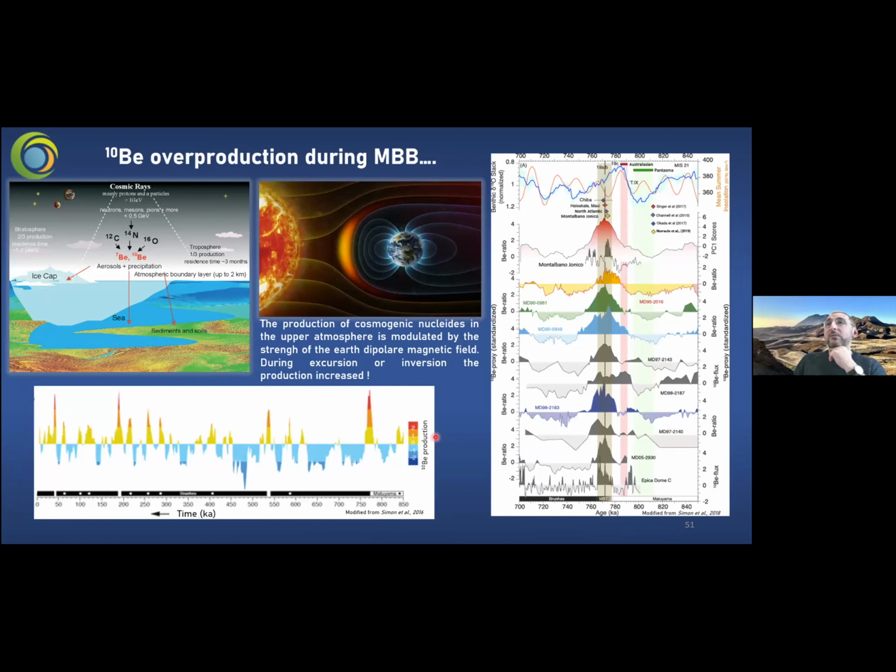So now, why I told you about the barium production is that the production of cosmogenic nuclide in the upper atmosphere, and of course barium, is modulated by the strength of the Earth dipole magnetic field. When the dipole collapses, the production in high altitude of barium is increased, and the barium is very heavy, so it goes down into the atmosphere and runs into the soil and the sea very rapidly, in a matter of years.